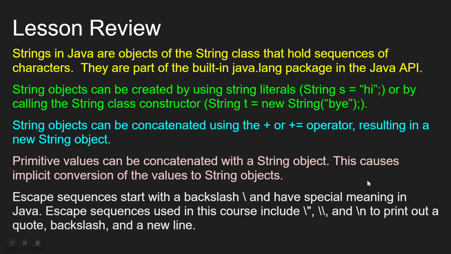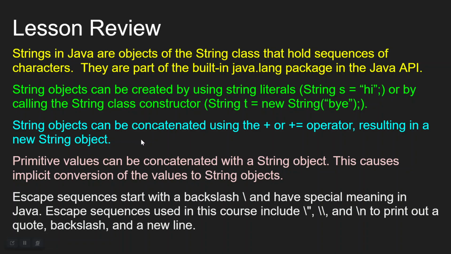All right, time for our lesson review. Strings in Java are objects of the String class that hold sequences of characters. They are part of the built-in java.lang package in the Java API. String objects can be created by using string literals, so String s = "hi", or by calling the String class's constructor, such as String t = new String("bye").